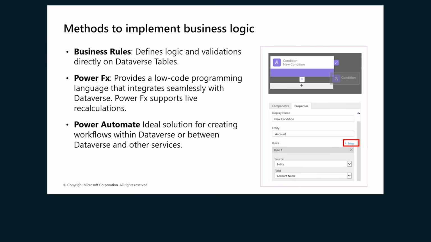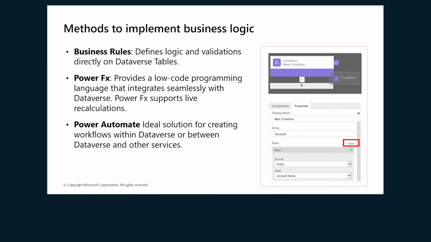Power Effects, on the other hand, is a low-code language that enables dynamic, real-time logic within apps. It supports live recalculations and delegation of server-side operations, making it ideal for scenarios involving large data sets or offline functionality. For instance, a retail app might use Power Effects to calculate discounts based on customer loyalty tiers, updating totals instantly as users interact with the app.